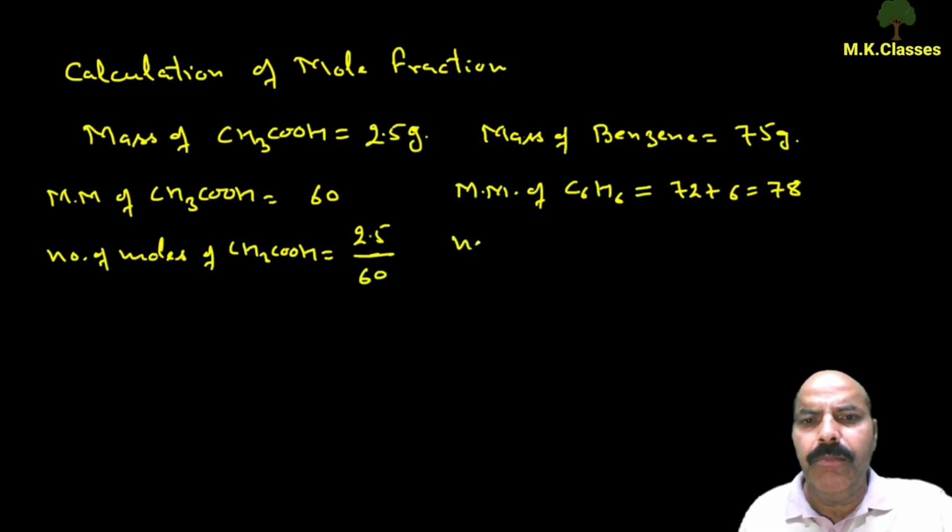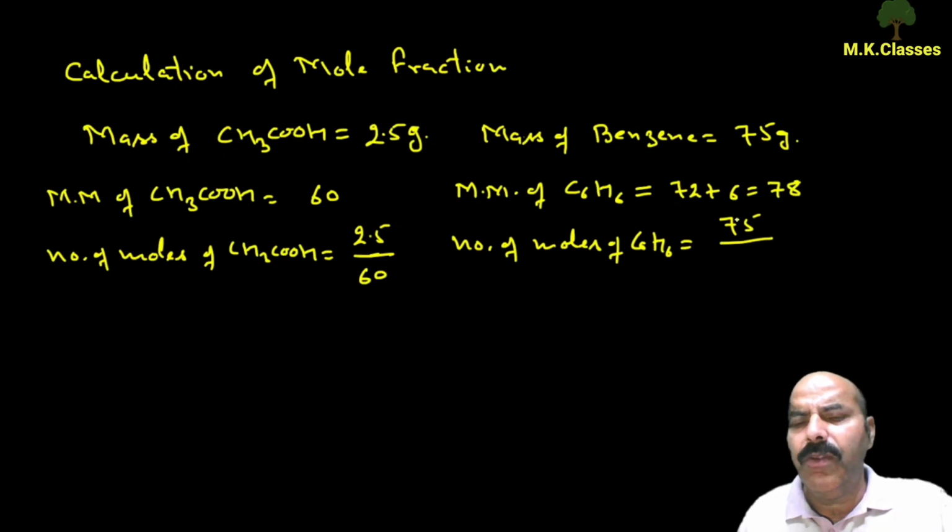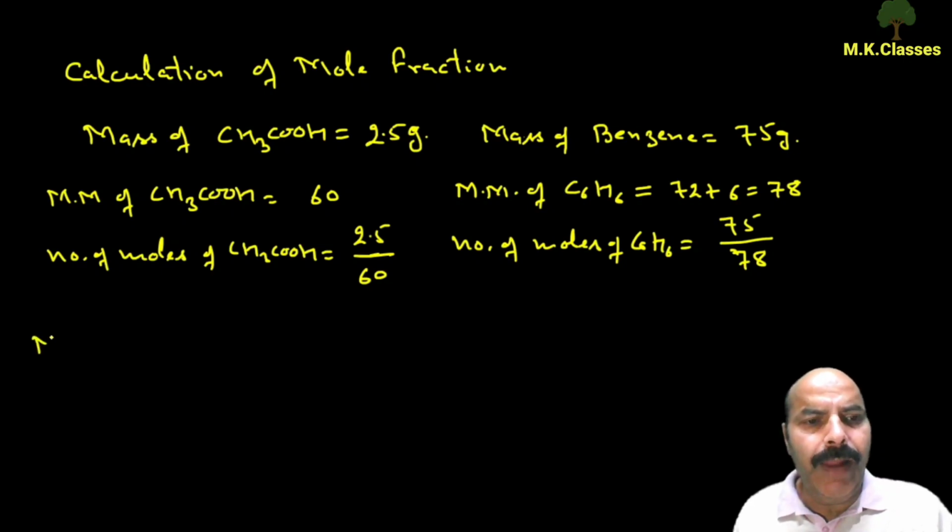उसी तरह हम number of moles of C6H6 we can find out beta, that is 75, the mass of the benzene, divided by your 78 बच्चों. Clear?